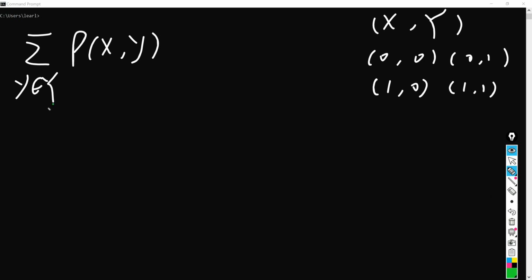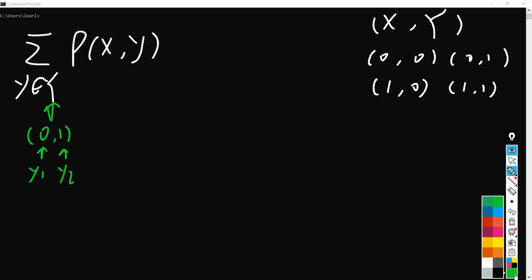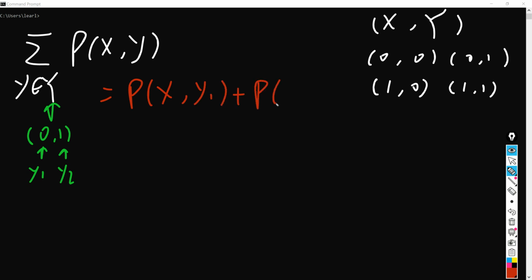capital Y here can be either 0 or 1 here. So it will just add them together. I will represent them here as y1 and here as y2. So let's derive this function. It will equal p(x, y1) plus p(x, y2). It's just because of this sum sign here.